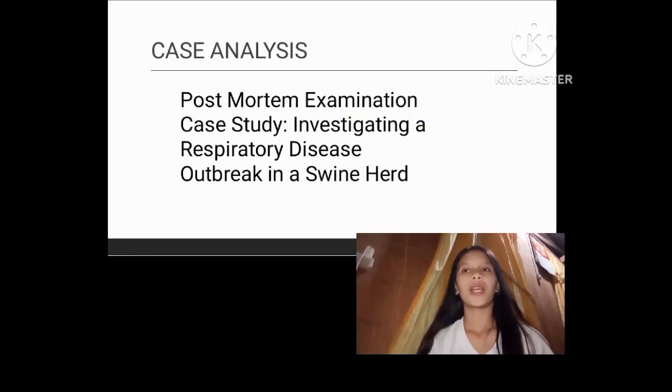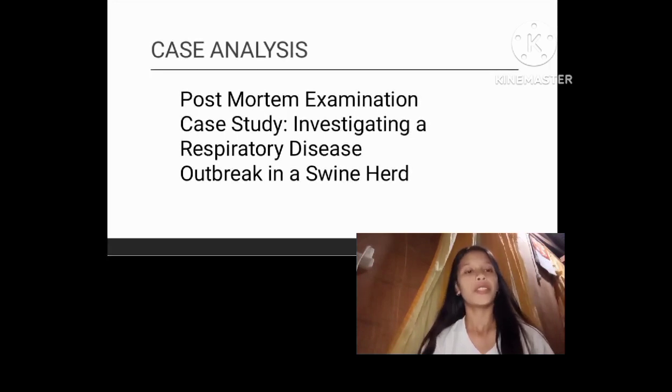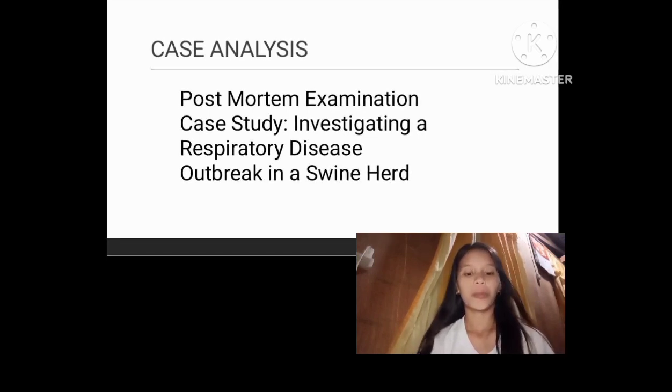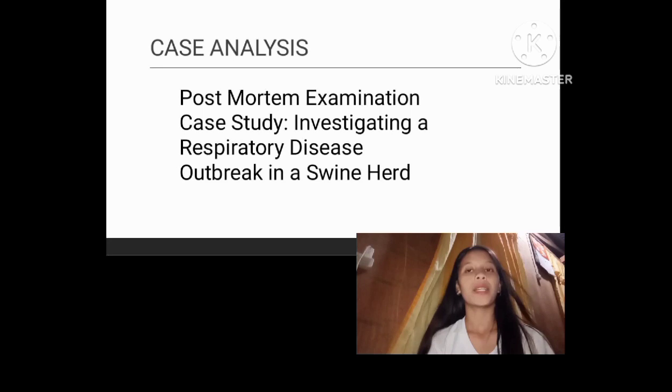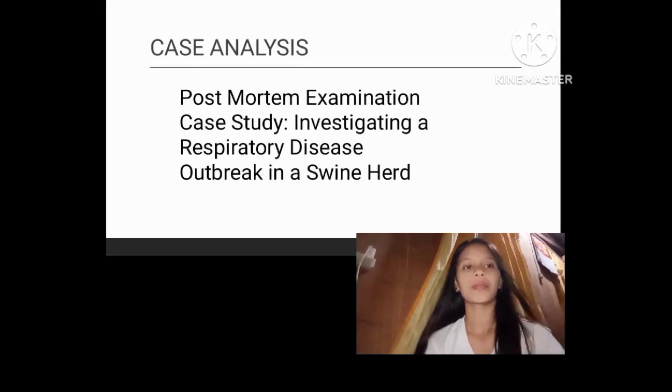So I have some examples of the case of the post-mortem examinations, a case study investigating the respiratory disease outbreak of the swine herd. First is the initial presentation. The body shows no external injuries or signs of violence. However, it is the standing battle with diabetes and hypertension.